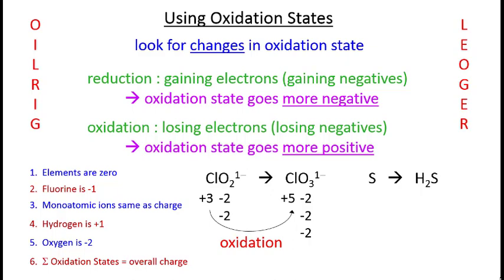Our final example has sulfur going to hydrogen sulfide. By rules, sulfur as an element has an oxidation state of 0. The hydrogen atoms in hydrogen sulfide are each +1, resulting in an oxidation state of -2 for sulfur. Since the sulfur atom goes more negative, this is an indication of gaining negatives or gaining electrons, which is a reduction.